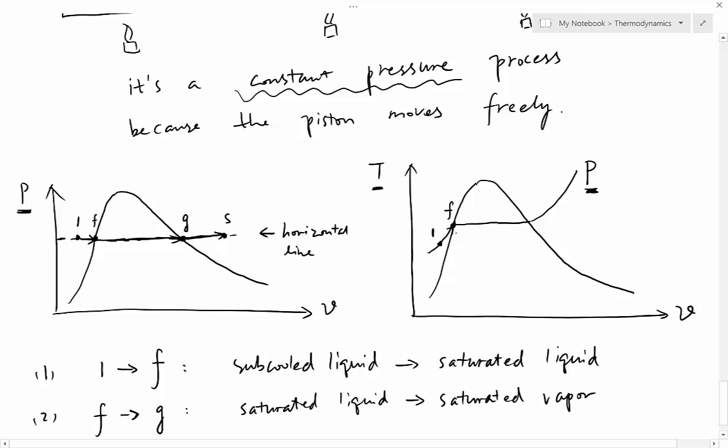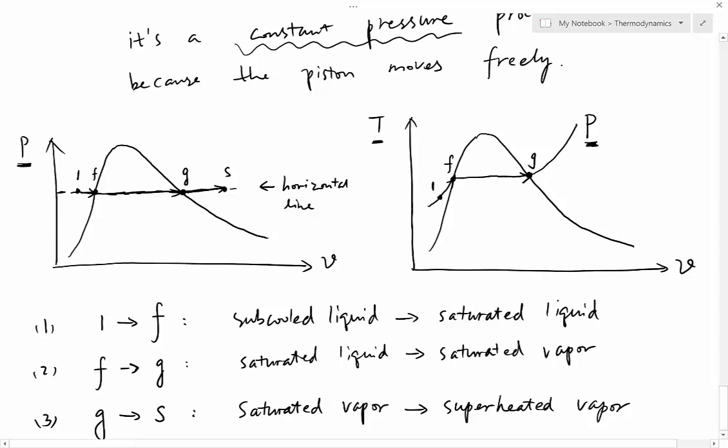Where is point G? The saturated vapor. Where is saturated vapor? Saturated vapor is right on the right half of the dome, just like before. This is where saturated vapor is, and it also has to be along this constant pressure line. Okay, F to G. And then last one, G to S.